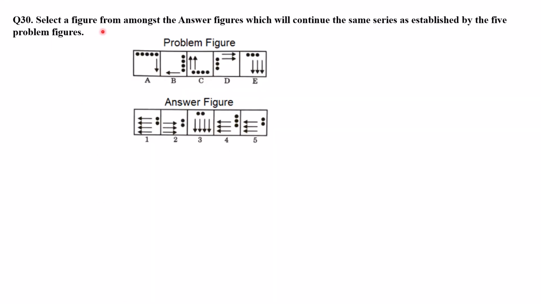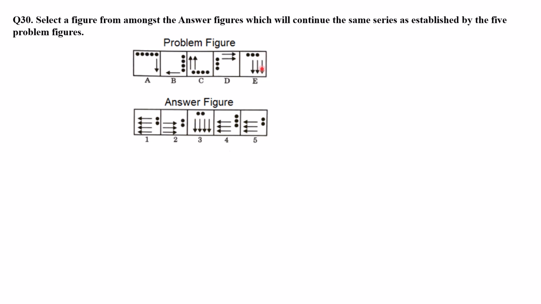Now question 30. Select a figure from amongst the answer figures which will continue the same series as established by the 5 problem figures. Okay, so here if you see, try to see the series. There is a movement, isn't it? They are moving in a clockwise direction, isn't it? First this circle is here, then it is moving down, then towards the left, then again upward and then right. So after this the circle should have a right movement, isn't it? So it should come here.